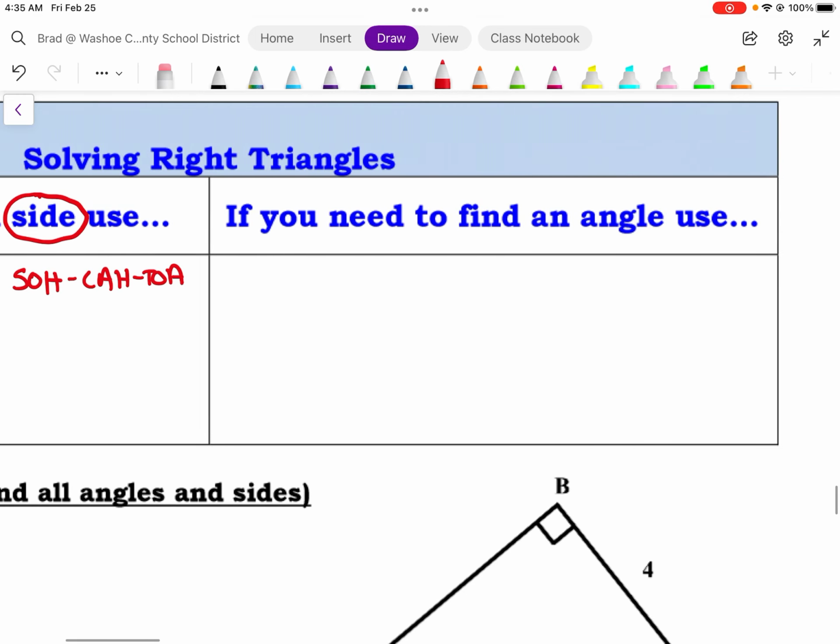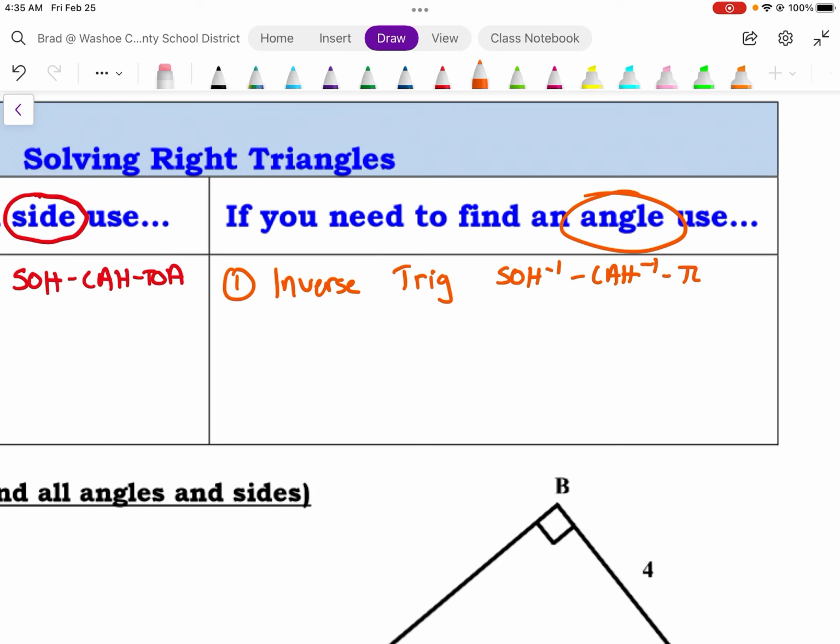Now, if we need to find an angle, which is this other one here, friends, our options are that we have our inverse trig. Now that's still our SOHCAHTOA, but sometimes we want to put that little -1 to remind us that we're finding the angles, okay? And the second thing that we have is that there's 180 degrees in a triangle, okay? So those are going to be our two options to help us find angles of a triangle.